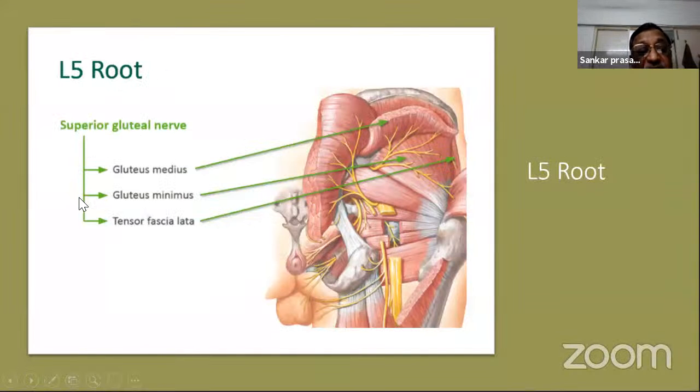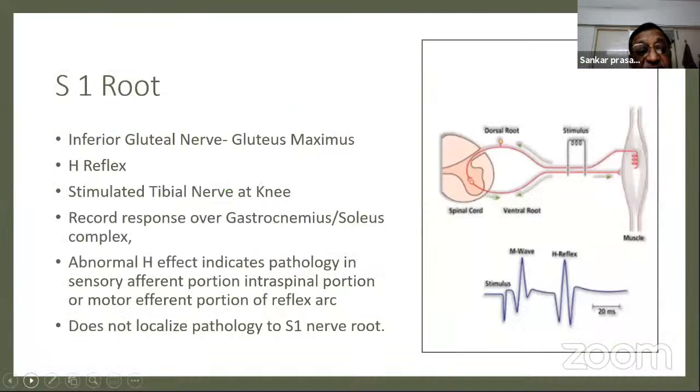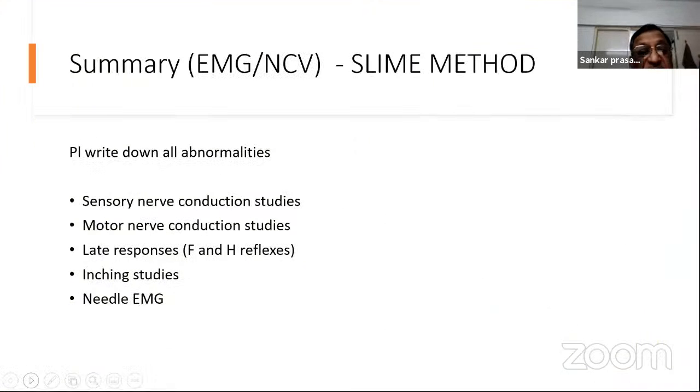L5 root, again, gluteus medius, gluteus minimus, and tensor fasciae latae, L5 root. L4, S1 root, inferior gluteal nerve, that is gluteus maximus. The H reflex, which we elicit with tibial nerve at the knee and response from gastrocnemius and soleus, which I said. So the pathology of S1 radiculopathy and sciatic nerve will usually be understood by studying the H reflex. H reflex is more sensitive than ankle jerk. Even if ankle jerk is absent, H reflex can still be present.